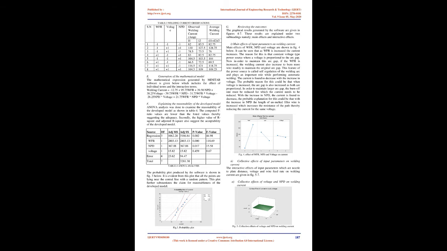D. Conduction of the design matrix experiments. The experiments were conducted with all the combinations in 2 replicates as suggested by the design matrix, in a random order. These experiments were conducted to ensure the elimination of systematic error, if any. The value of the welding current was recorded and is expressed in Table 3.